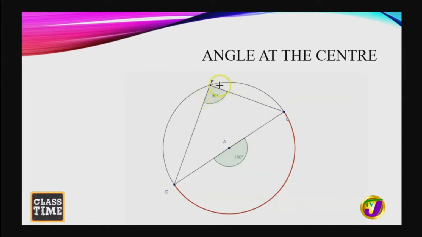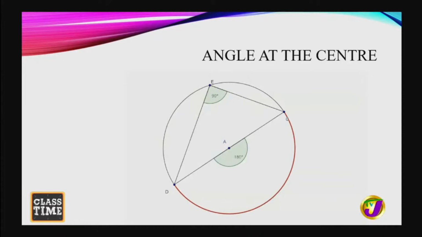So I hope that you're seeing that there is something happening with the angle at the circumference and the angle at the center of my circle. Right? And one of the things I was seeing, I hope you are seeing the same thing, is that the angle at the center is always double the size of the angle at the circumference.